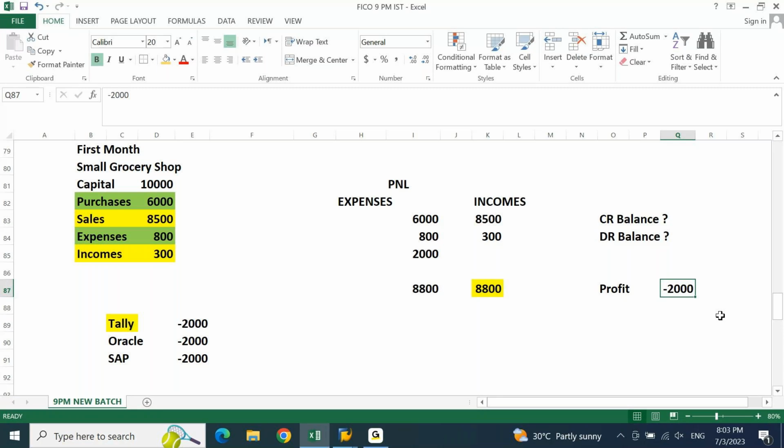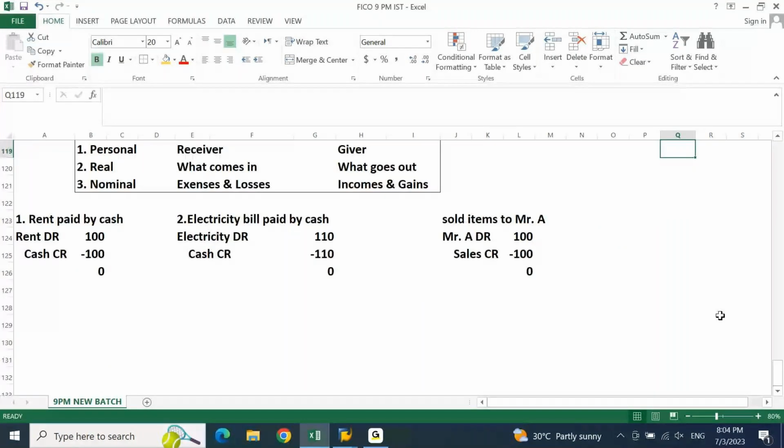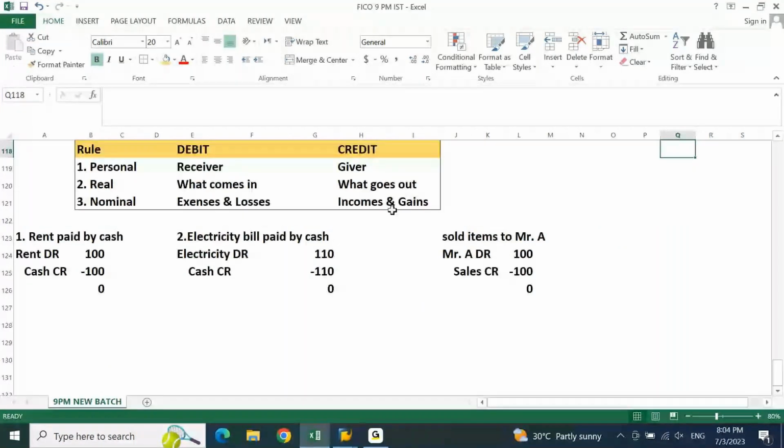Yesterday we were getting a profit. This is a negative 2000. Now, when we talk about profit, it is always on the credit side, because according to your accounting rules, you are going to credit your income and your gain. Gain is nothing but a profit. If you get profit, your profit is always credit. Credit is always a negative number.